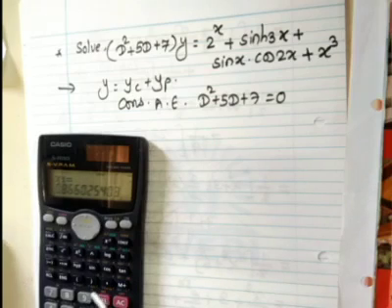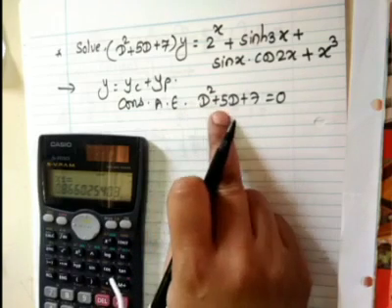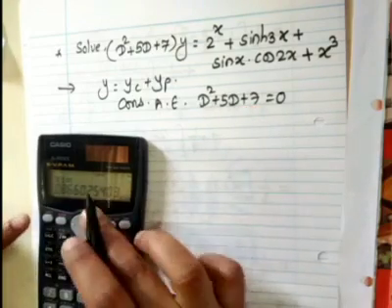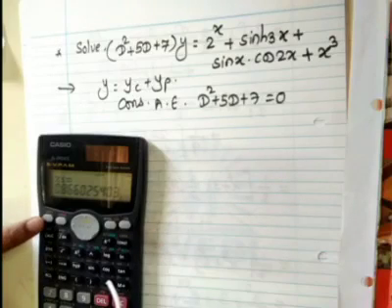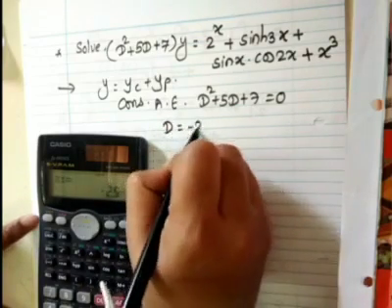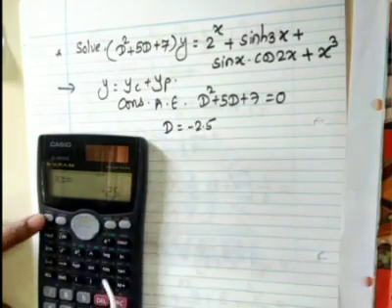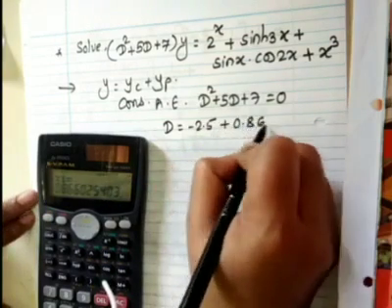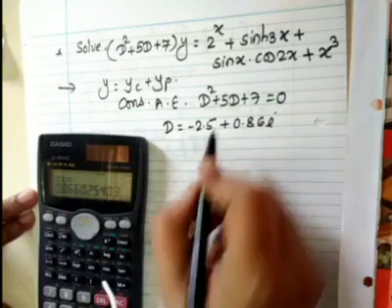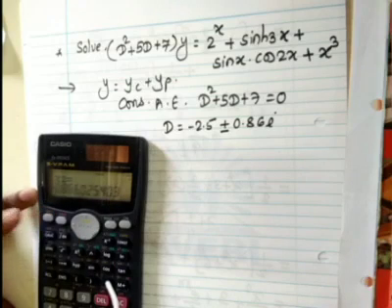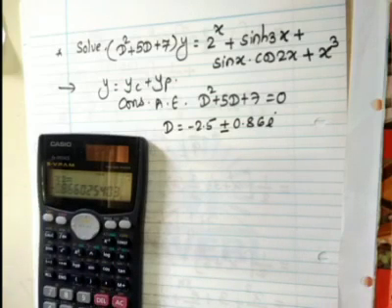Okay, tell me the roots. A is 1, B is 5, C is 7. So we get 0.86i. No, before that, x1, that is d, is minus 2.5. So we find the imaginary part, 0.86i. The second will be obviously minus here. So we get minus 2.5 minus 0.86i.